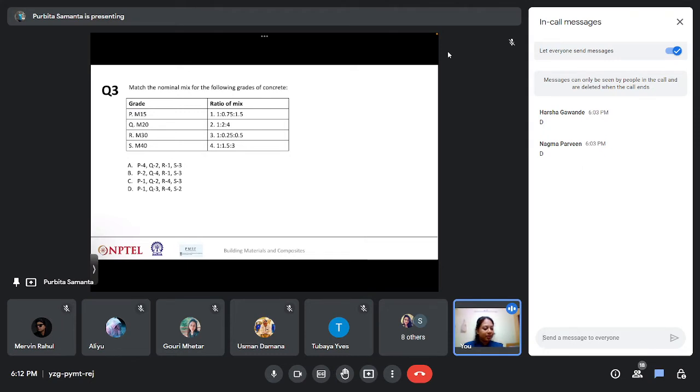Okay, I hope the things were clear to you all, and let's move to question number 3, which says: match the nominal mix for the following grades of concrete, where we have M15, M20, M30 and M40. We have our list, but it's good to remember, especially if you come from a construction background, maybe architects or civil engineers, the grade and the ratio of the mix.